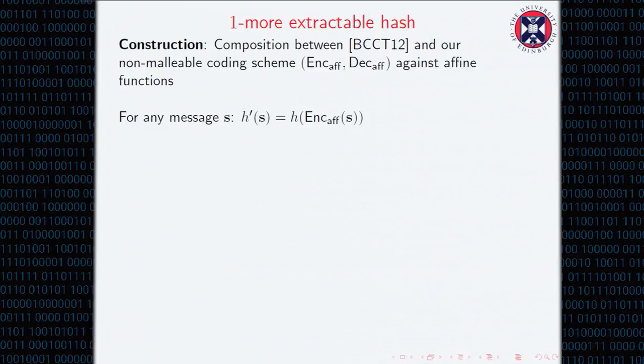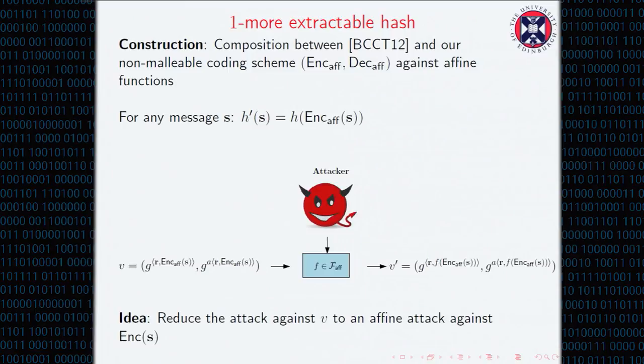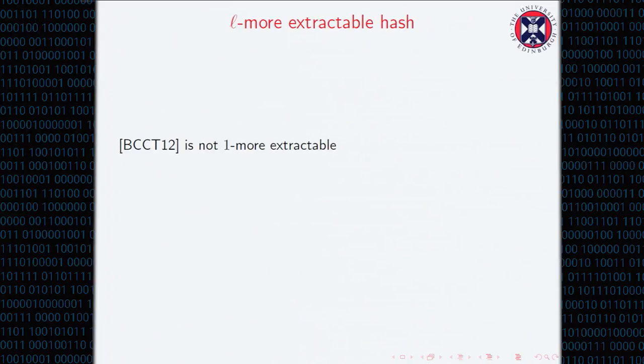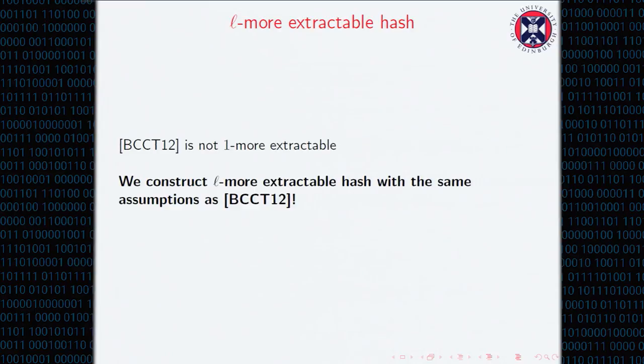Affine functions. And then we hash using the zero more extractable hash. Basically, the idea is that we reduce the attack against the hash. Here we have an affine attack against the encoding that lives in the exponent. And we use the simulator of the non-malleable code to extract a valid preimage for the hash. So interestingly, BCCT12 is not one more extractable, but we prove one more extractability under the same assumptions.